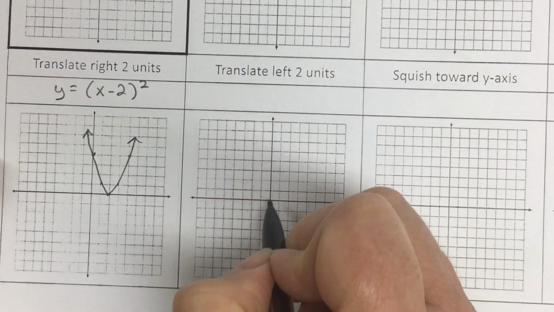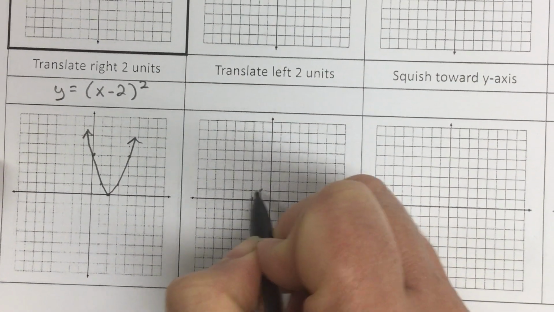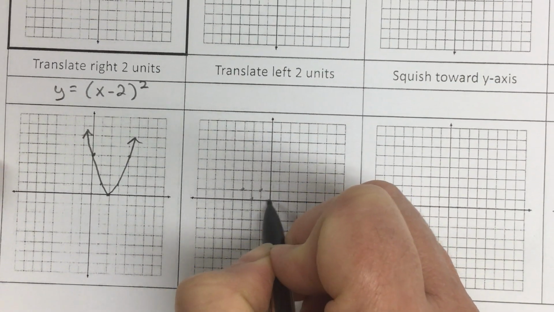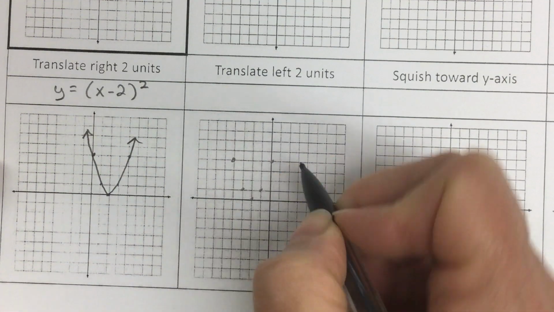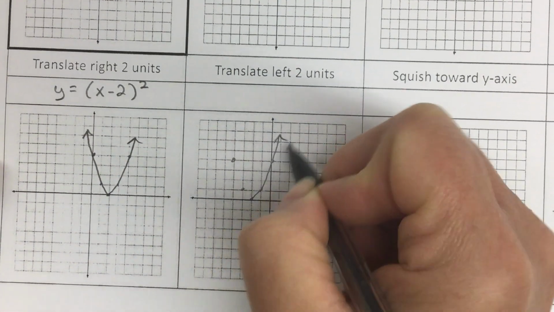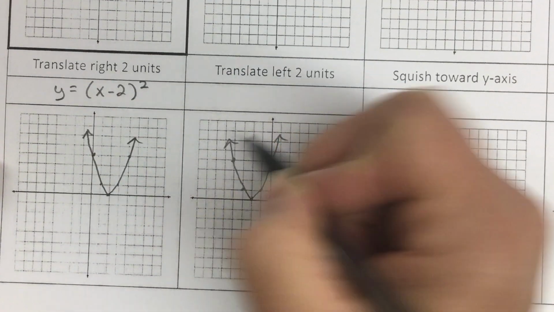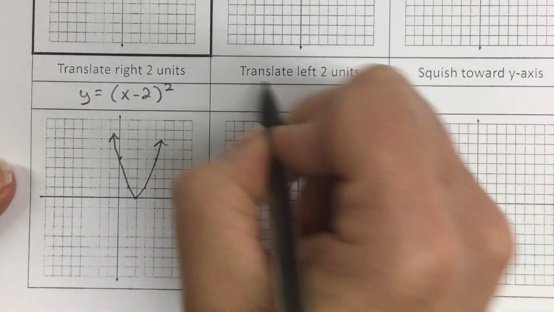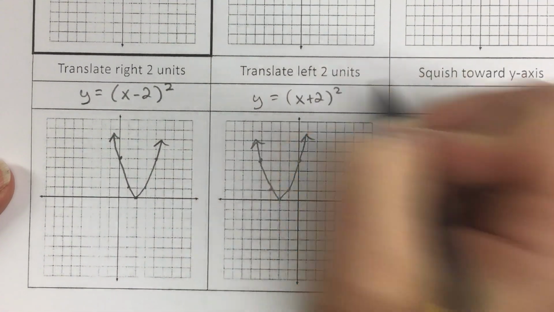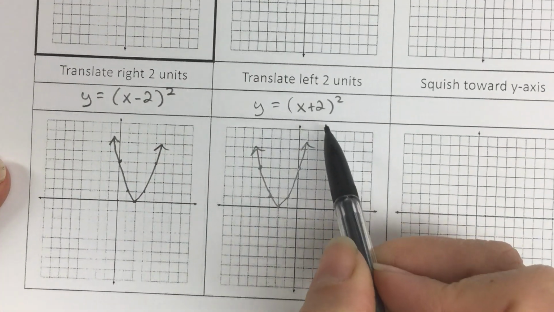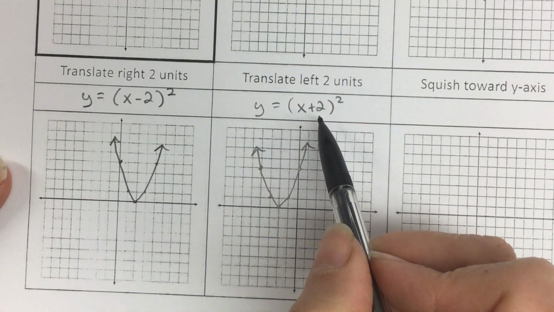So translate to the left, it's going to look like this. And then to make the equation, it's going to be x plus 2 squared. So to move it to the left, we add 2 on the inside of the parentheses.